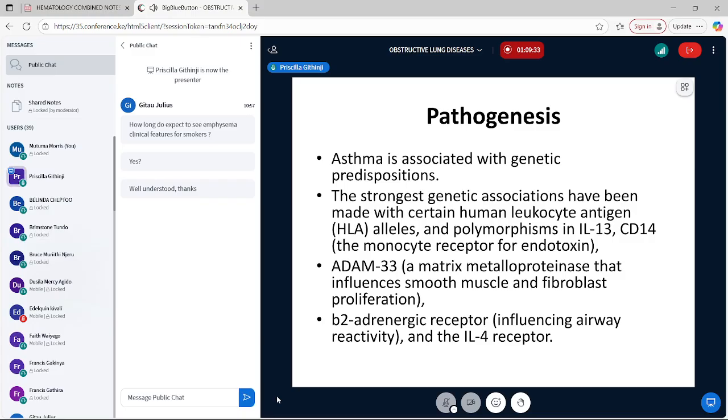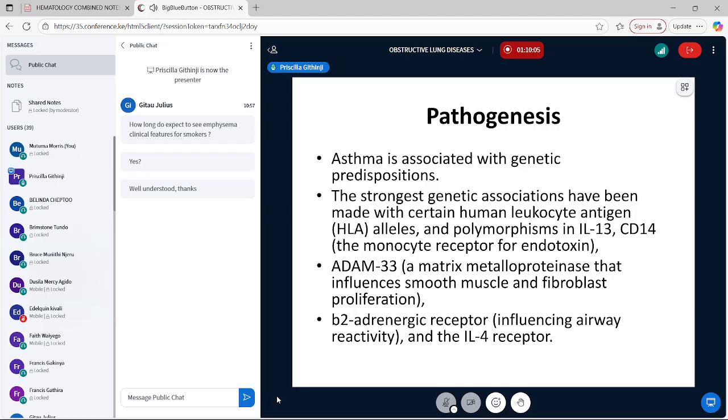So what is the pathogenesis? So asthma is usually associated with genetic predisposition. This is for your atopic asthma. So the strongest genetic association has been made with certain human leukocyte antigen, your HLA alleles, and also polymorphisms in your interleukin 13 and CD14, which is the monocyte receptor for endotoxins.